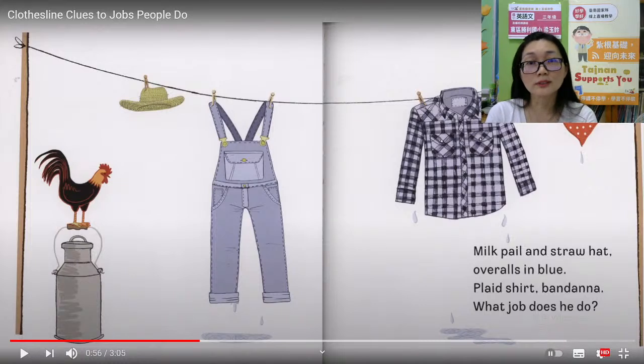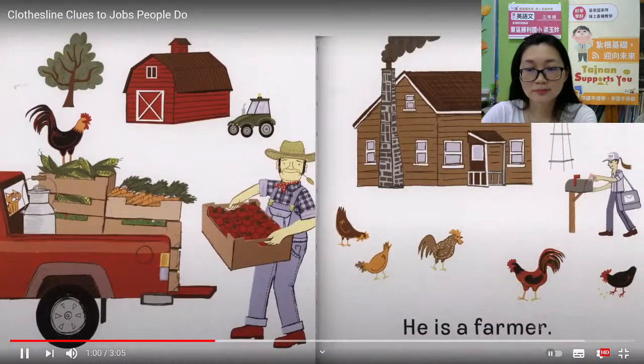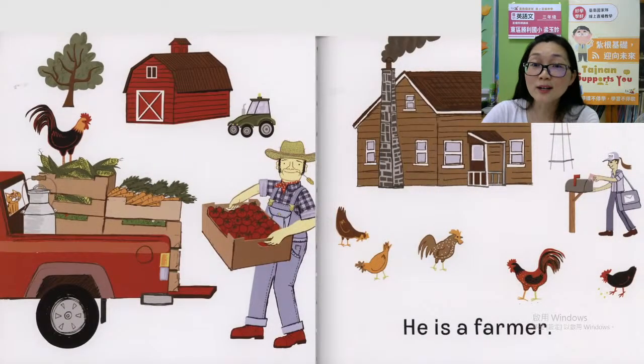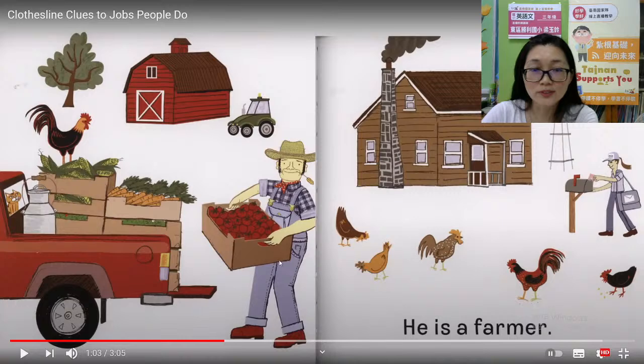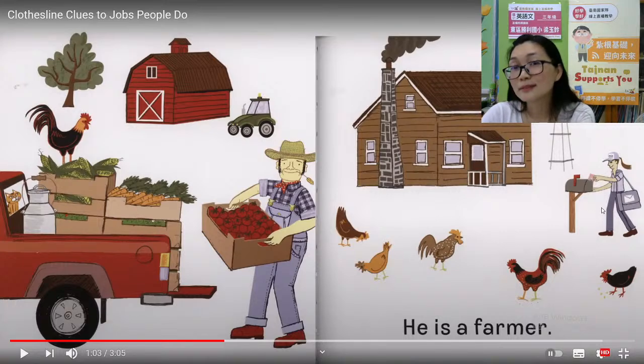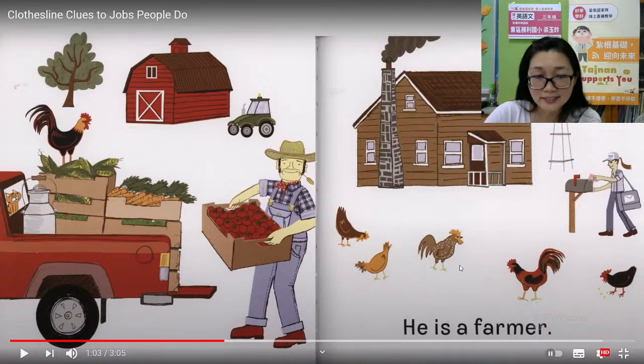So what jobs does he do? What is your answer? What do you think? Write it down. He is a farmer. A farmer. He's a farmer. You see him? A farmer? Okay, grow crops, right? Remember what we taught on our first day. And this is a mail carrier. Yes.